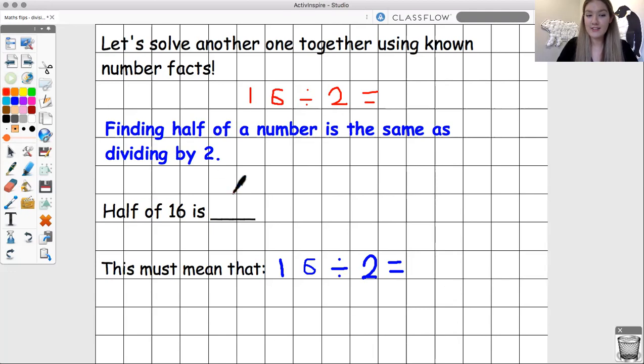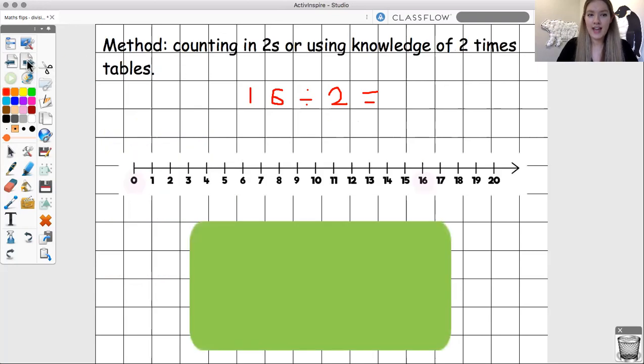Okay, call it out to the screen. Half of 16 is 8. Well done. So if you know that half of 16 is 8 and finding half of a number is the same as dividing by 2, this must mean that 16 divided by 2 equals, call it out to the screen, 8. Fantastic. Well done, everybody.